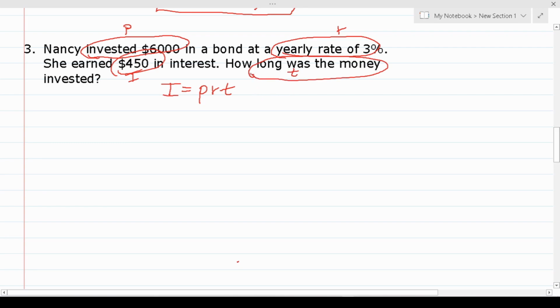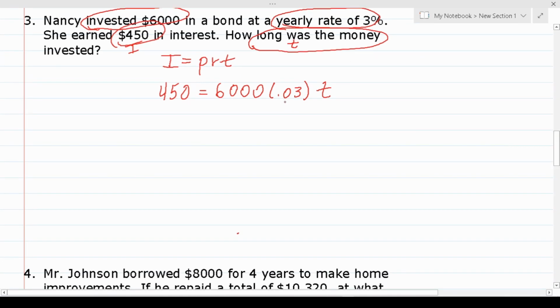So in this problem, we're given P, R, and I, and we're going to figure out what T is. So I is 450. Principal was 6,000. The interest rate was 3%. To write that in decimal form, that's 0.03. And T is what we're trying to figure out. So as you can see, we're going to be solving for T in this problem. That said, I want to do this arithmetic real quick.